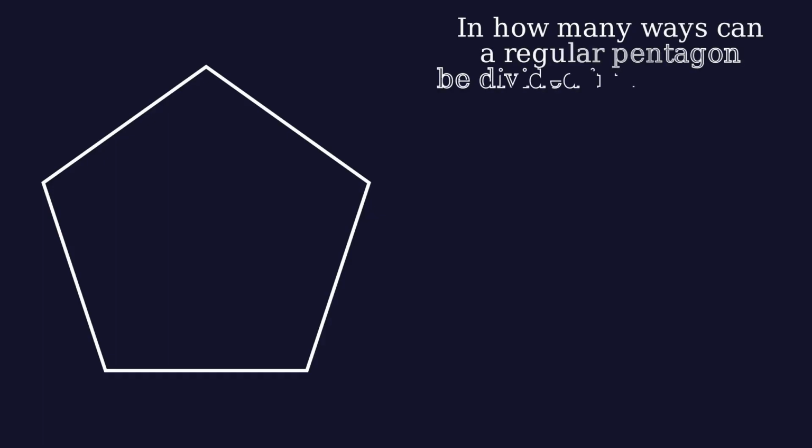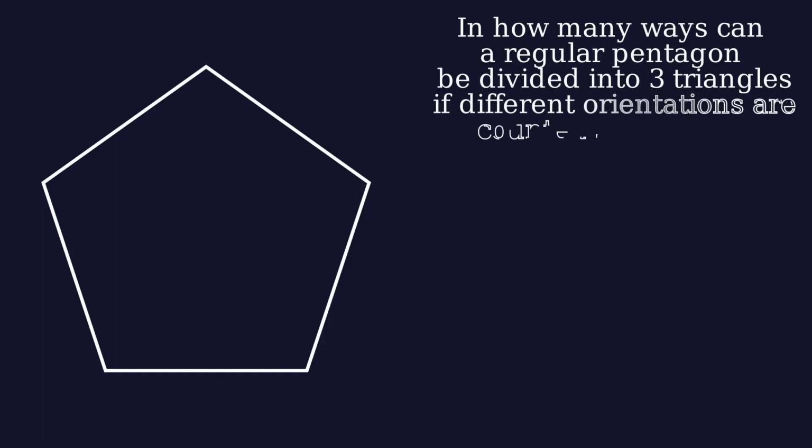This is a regular pentagon. The question is, in how many ways can a regular pentagon be divided into 3 triangles if different orientations are counted separately? This is a simple problem. We can just count all the solutions to answer this question.